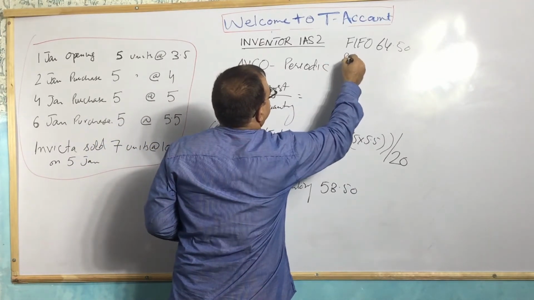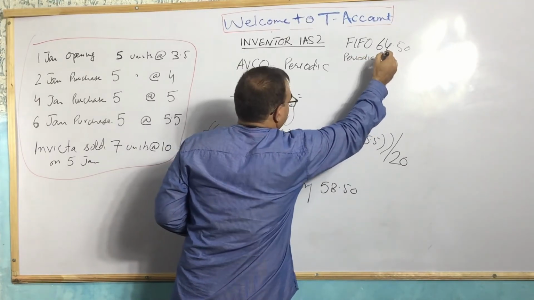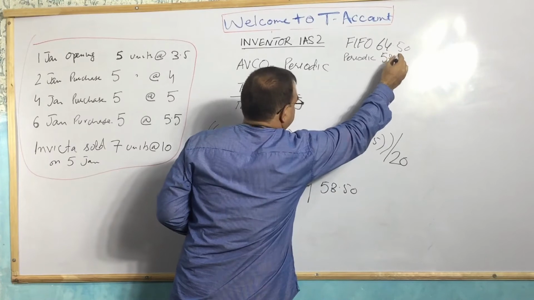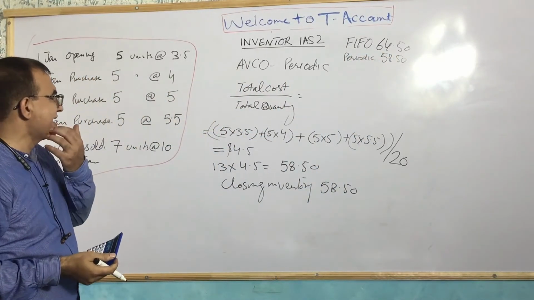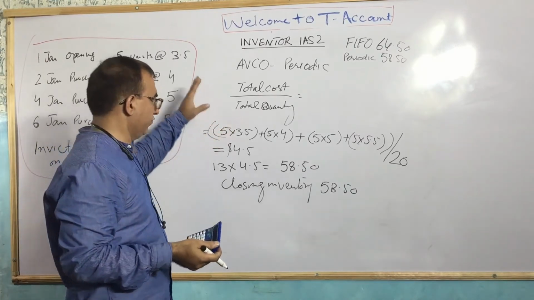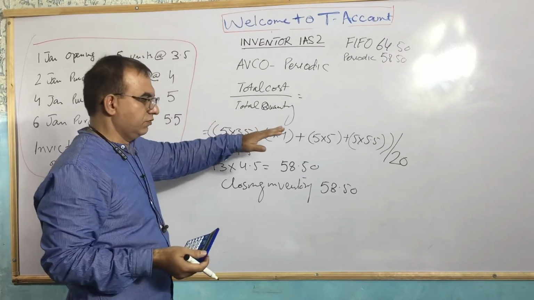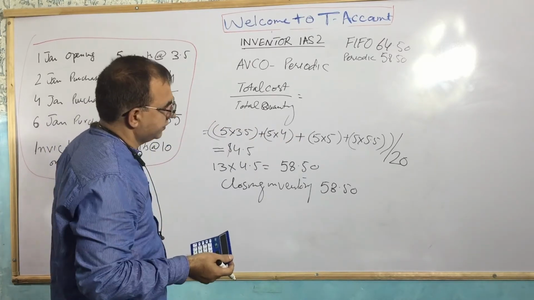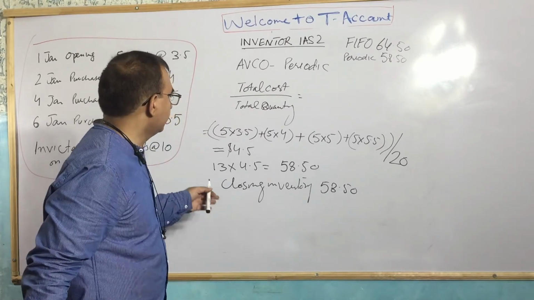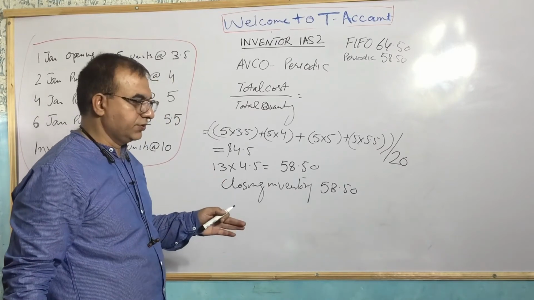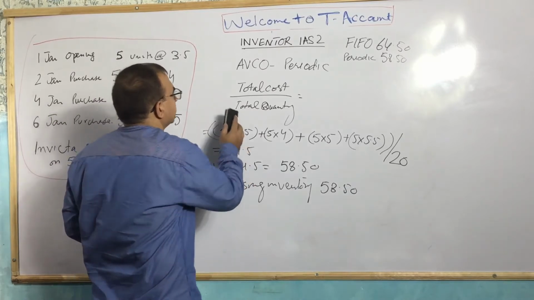So periodic, how much? 58.50. Okay, so this should be pretty clear. All purchases, whatever you have, opening stock and purchases, add the total value, divide it by the number of units. Simple. And you will get the per unit rate, and then you can multiply it by whatever quantity you have in the inventory, and you will get that.